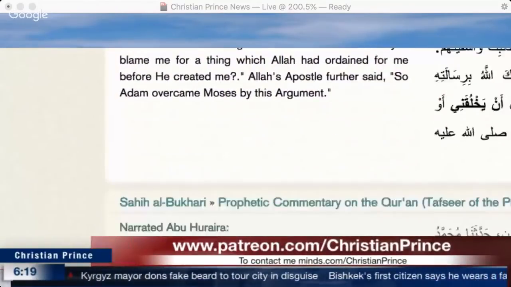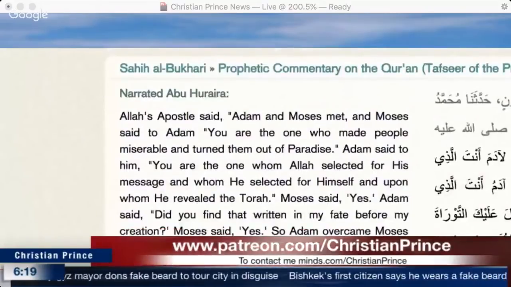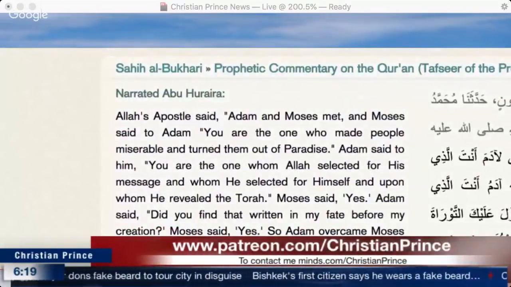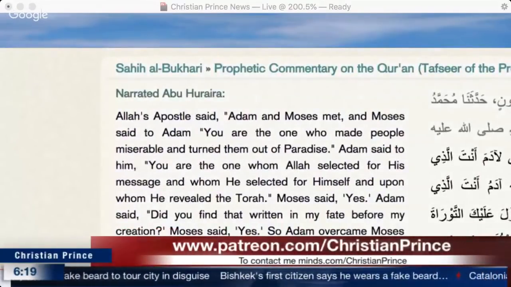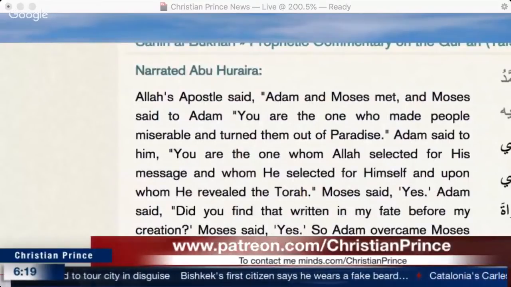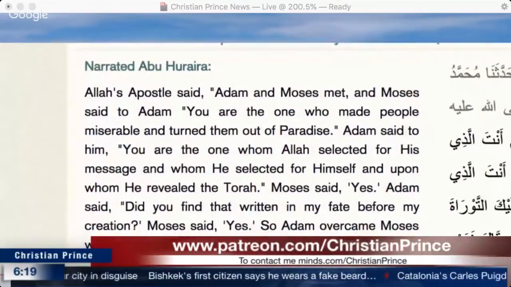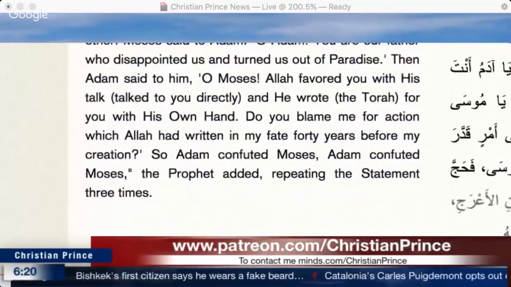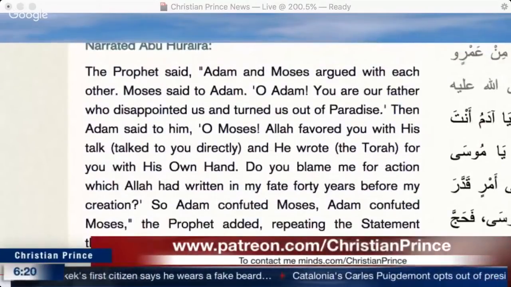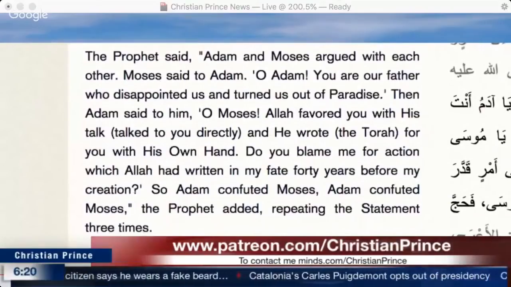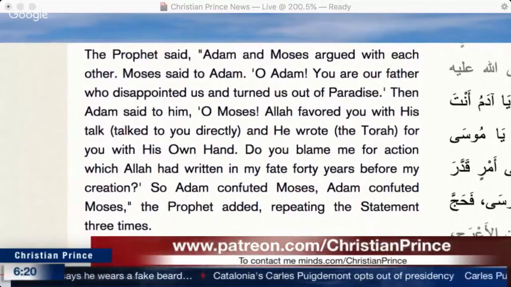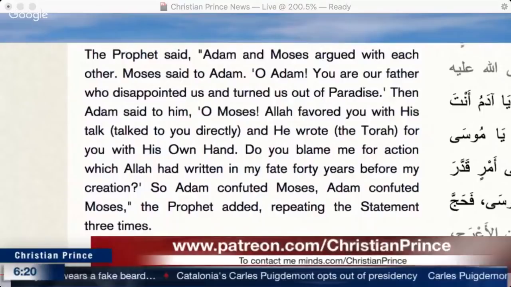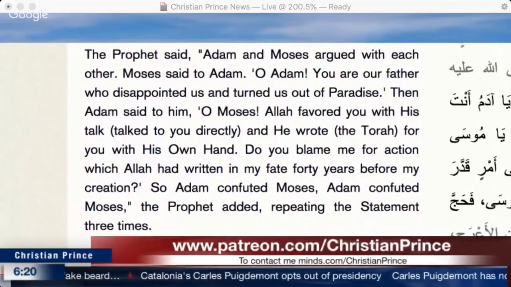When they had a debate, and this is something all the Muslims agree upon, and it's part of Islam to believe in destiny, according to Muhammad, that Adam's sin, his fate of sin, was written for him 40 years before he was created. So we can't blame Adam for being deceived, because Allah wrote that before he created him. Correct?